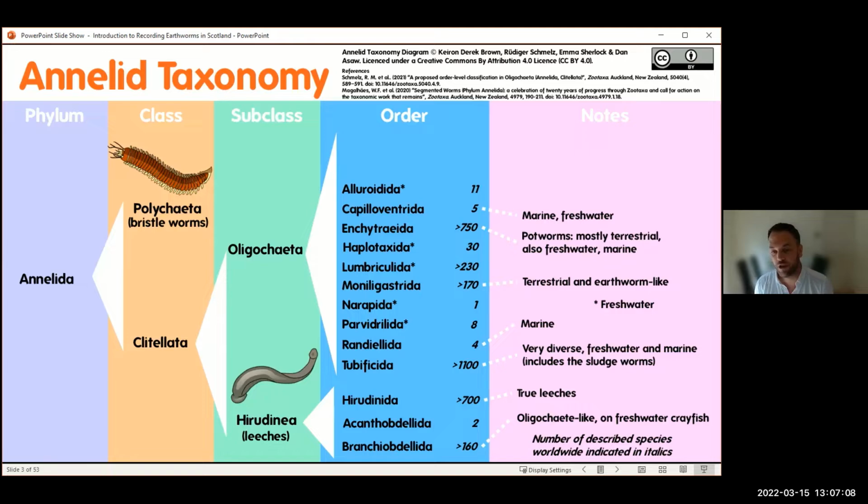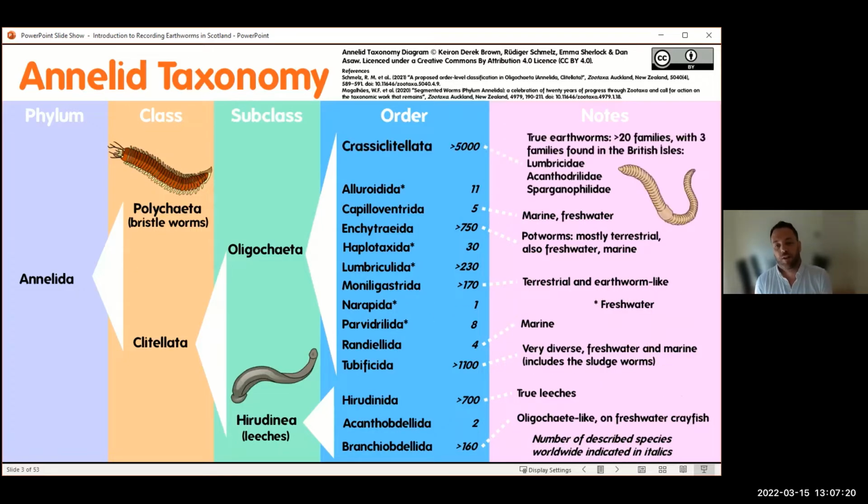will be a massive underestimate of how many there actually are, because in the UK I'm not aware of anybody studying them, and when I found quite big ones for Enchytraeids, even sending them off to Hungary, I haven't been able to get them identified. And then we also have the Crassiclitellata, which is the true earthworms, and over 5,000 species have been described around the world, and there's just over 20 families.